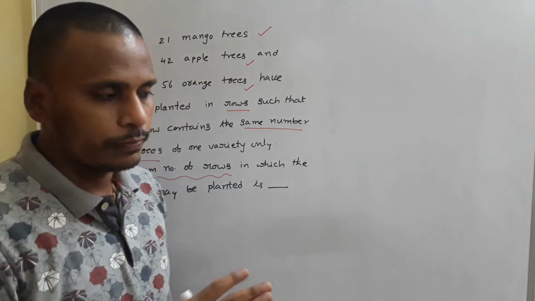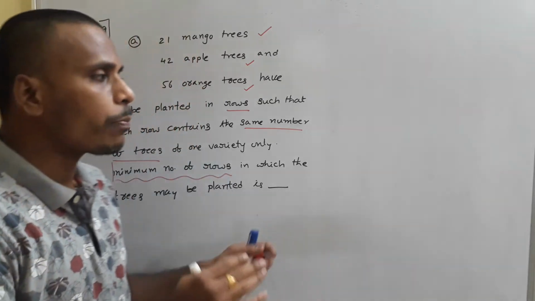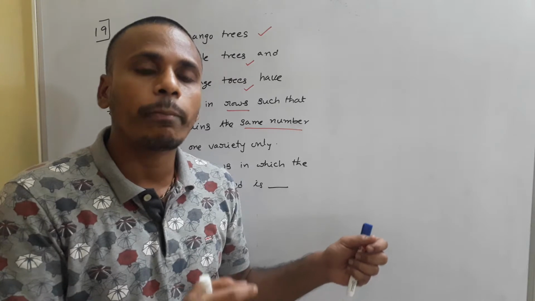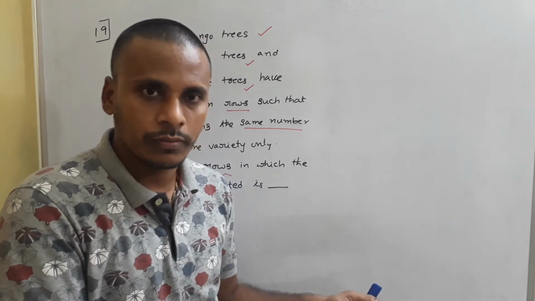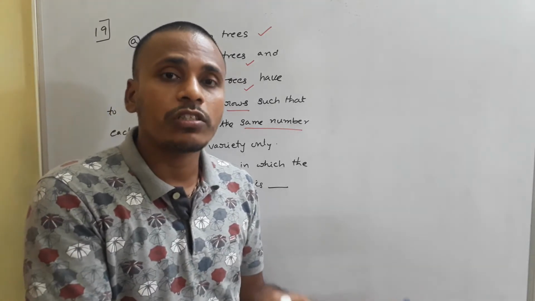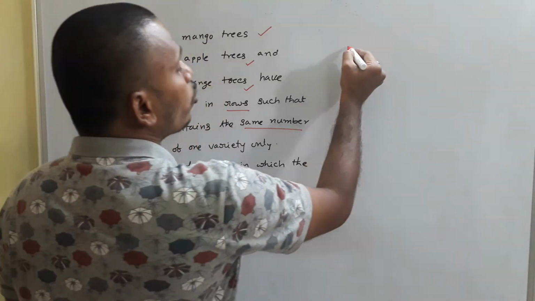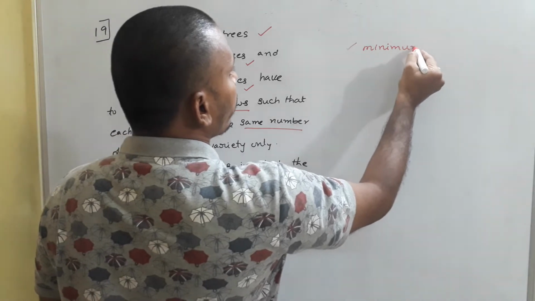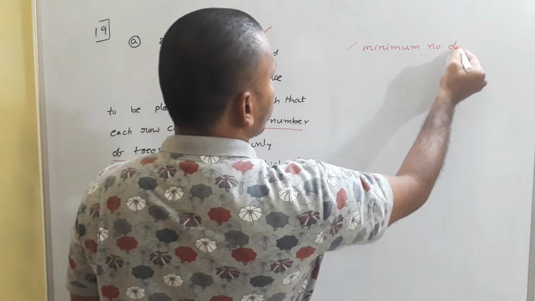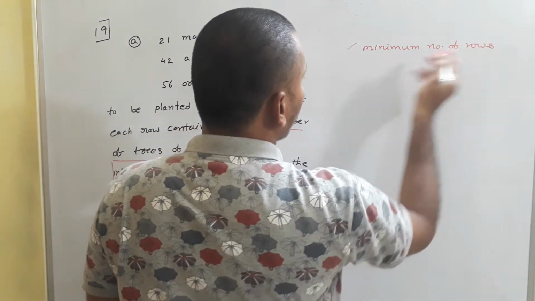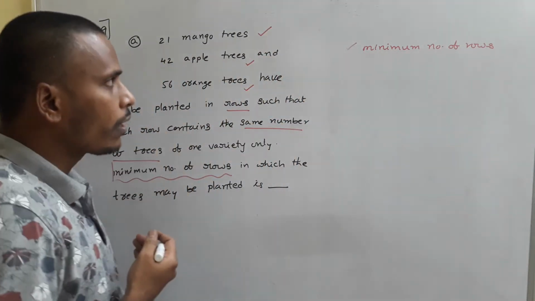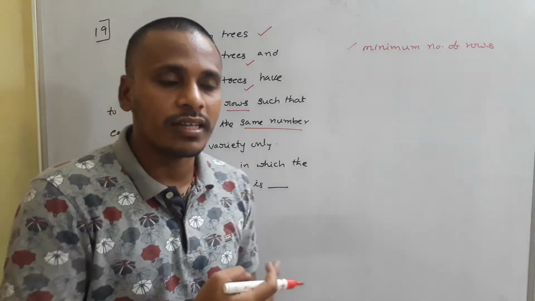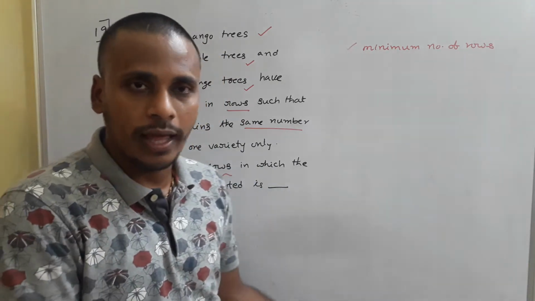Minimum number of rows. See, we are planting trees in rows and we have to find out the possible minimum number of rows. To find that, we need to think about the maximum number of trees in each row. Usually, since the word minimum is involved in the problem, many of you, or at least a few of you, think about LCM because least and minimum correspond to LCM.